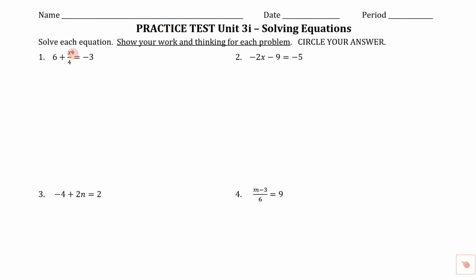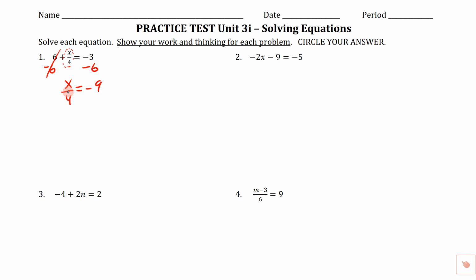So remember, this is the variable term. We want to isolate that. So that means we want to get rid of the 6. We're going to do that by subtracting 6. So when we do that, those cancel each other out. They make a 0. And then on this side, we get an x over 4. And then we have a negative 3 minus 6. That's going to be a negative 9.